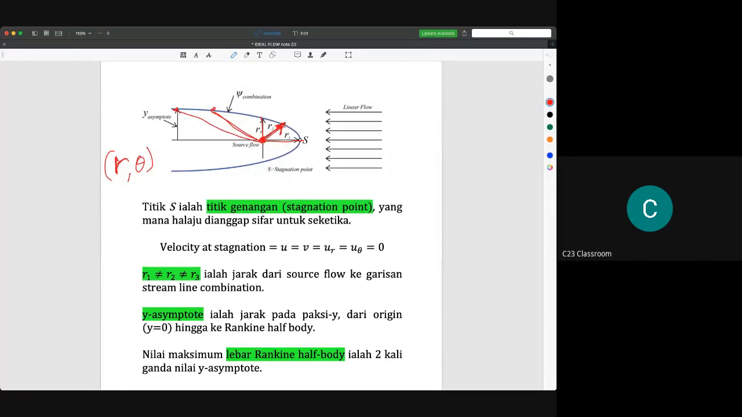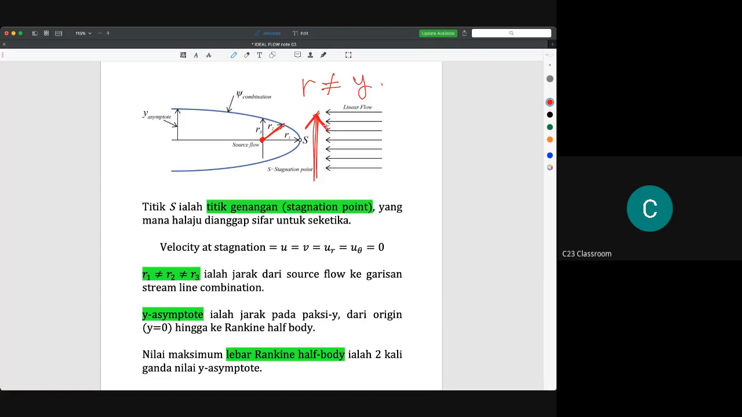So awak kena imagine bahawa in this combination, the value of R will vary. Dia akan berubah-ubah kerana bentuknya bukanlah bentuk bulat. Okay, yang itu awak kena faham juga. So nilai R akan berubah. So another thing that you should understand here is R, again, R is the distance from the source flow to the Psi combination. R is not equal to y-axis. Jangan silap faham. Kebanyakan pelajar dia akan anggap R adalah y-axis. No, R is not y-axis. Y-axis is the vertical distance.